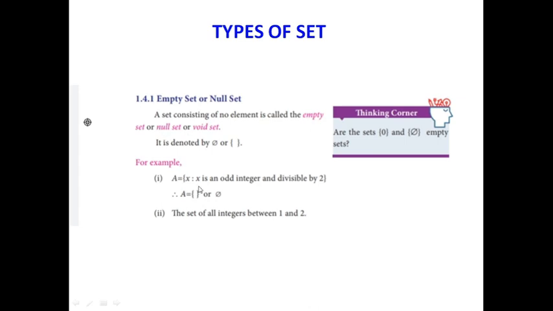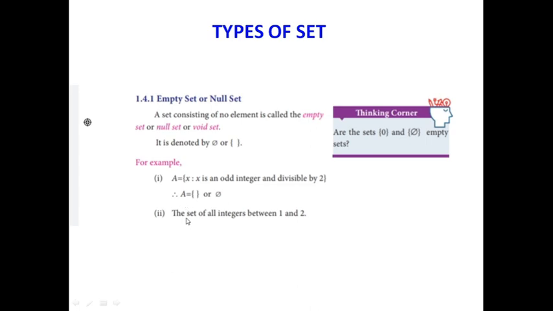The example is A equal to the set of x such that x is an odd integer and divisible by 2. All the odd numbers are not divisible by 2. Therefore, we will not have any element in the set A. That is, A equal to null set.